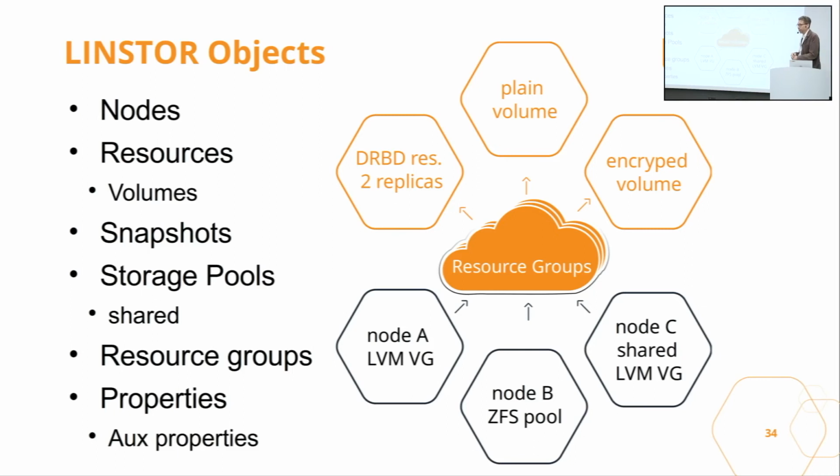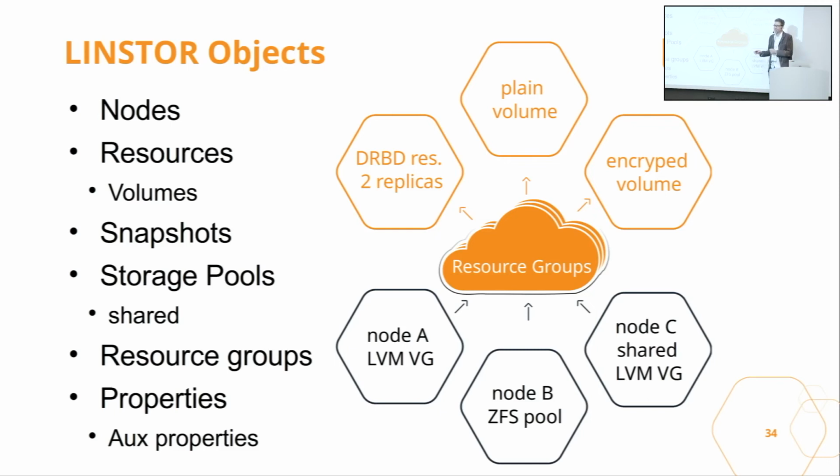Now, let me quickly explain the kind of objects you are dealing with in LINSTOR. So the first thing is nodes. You need to tell LINSTOR about all the nodes it needs to take care of. Resources, that is in DRBD lingo, like a container for a volume. So in most cases, you will have a single volume per resource. Sometimes I use these terms interchangeably. We have snapshots. I think that speaks for itself. We have storage pools. A storage pool is either an LVM volume group, a ZFS pool, shared storage pools, and then resource groups. And you see here in the illustration, a resource group is somehow a central concept.